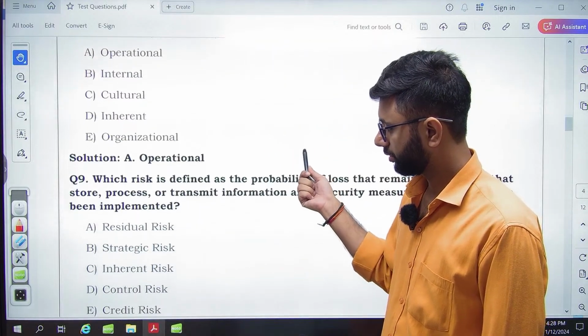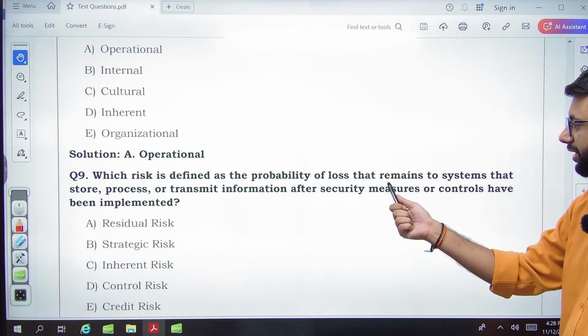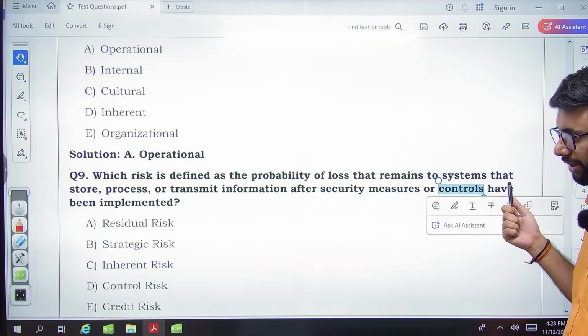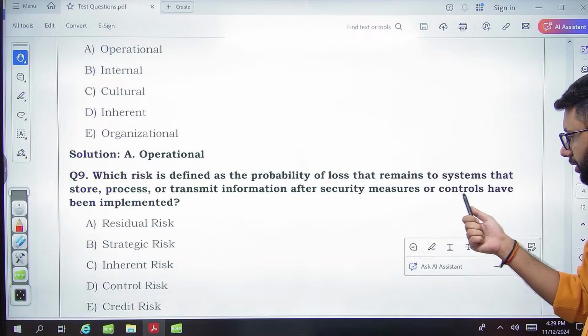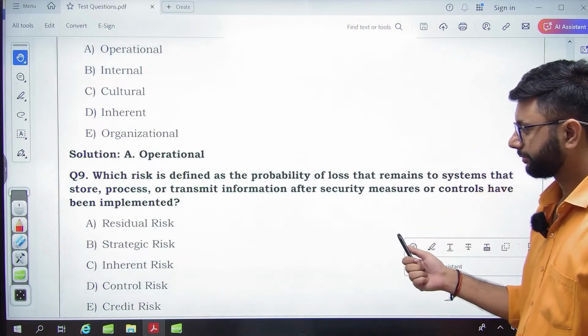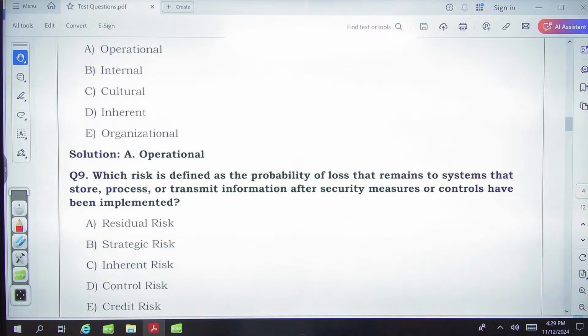Next question, which risk is defined as the probability of loss that remains to systems that store, process or transmit information after security measures or controls have been implemented? Easy question, you can do it. Even after security measures or controls have been implemented, what risk is defined as probability of loss that remains within the systems?